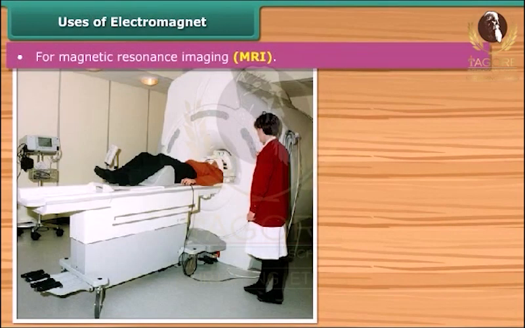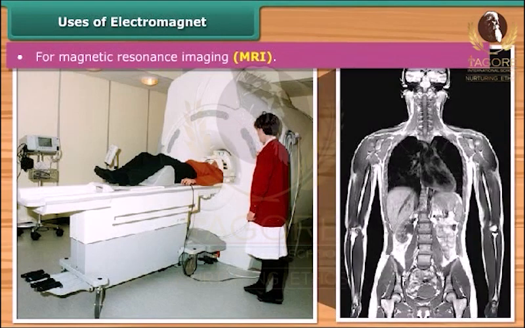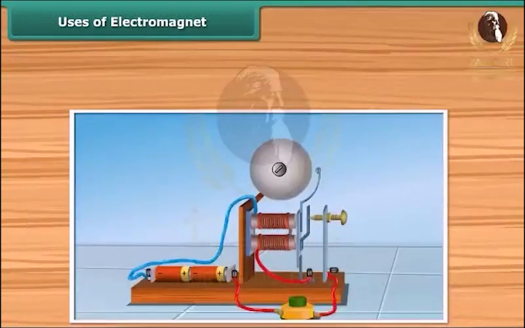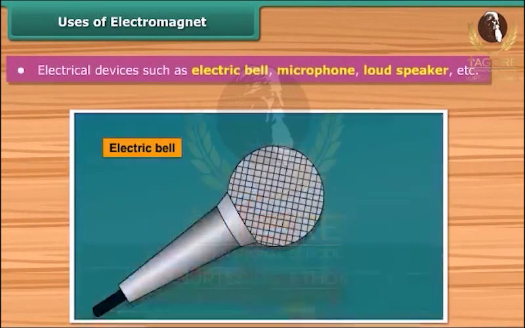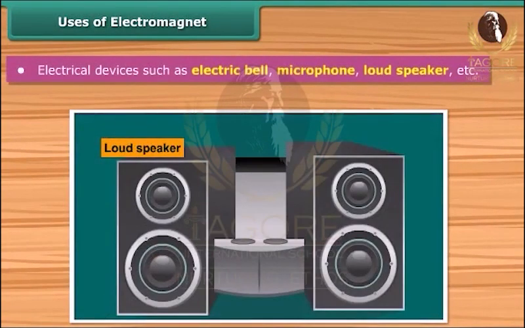Electromagnets are also used for magnetic resonance imaging, getting a detailed image of the inside of the body to diagnose a number of diseases. A variety of electrical devices such as electric bell, microphone, loudspeaker, etc. make use of electromagnets.